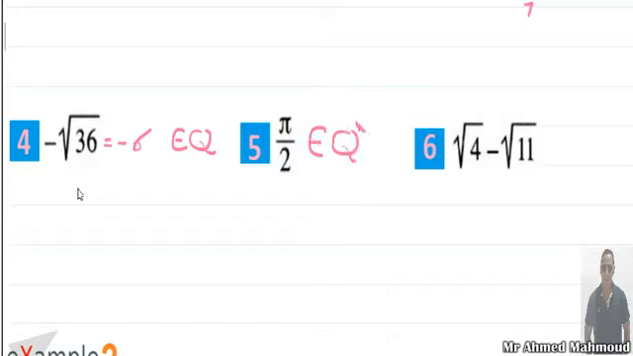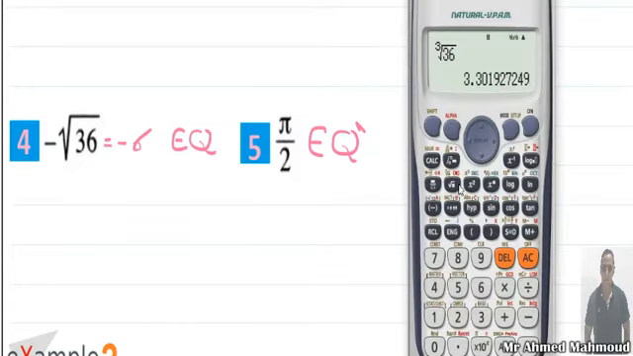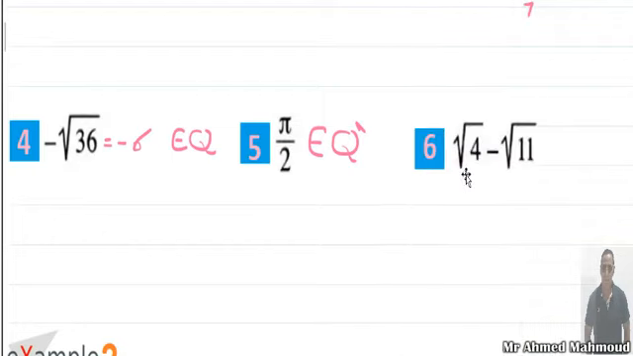Here root 4 minus root 11. Check by using the calculator like this. Root 4 minus root 11. It's equal to 2 minus root 11. Check by S to D. It will be like this. This is not a fractional form. Then this number belongs to Q dash.